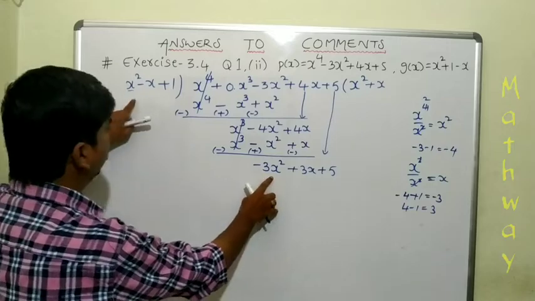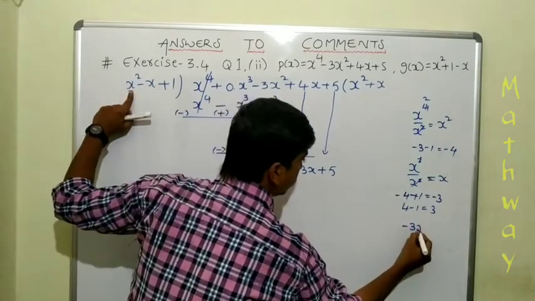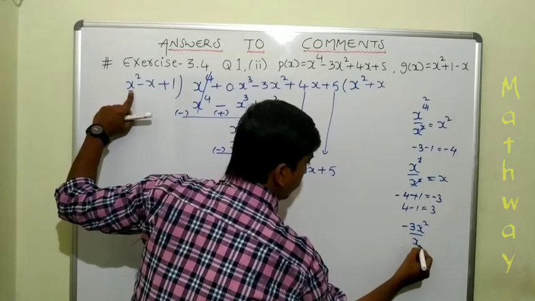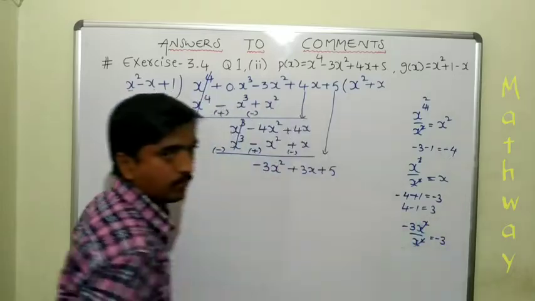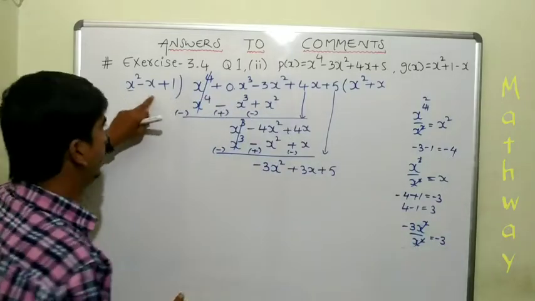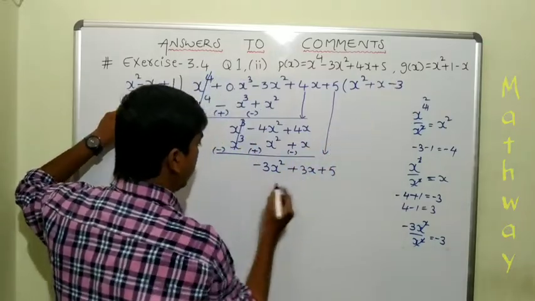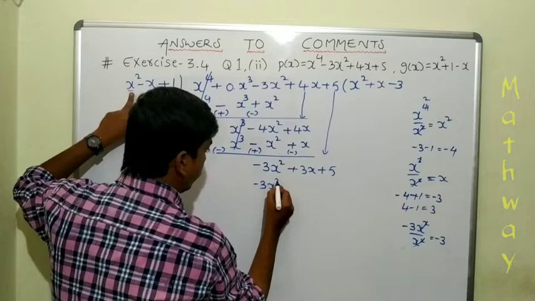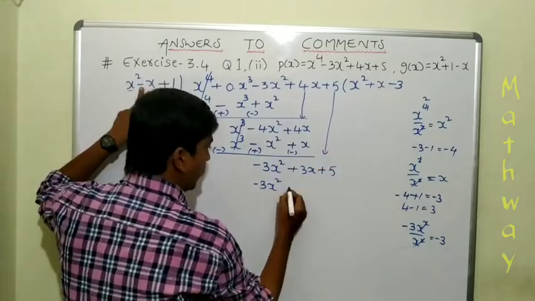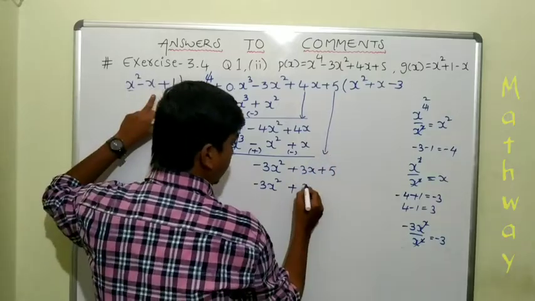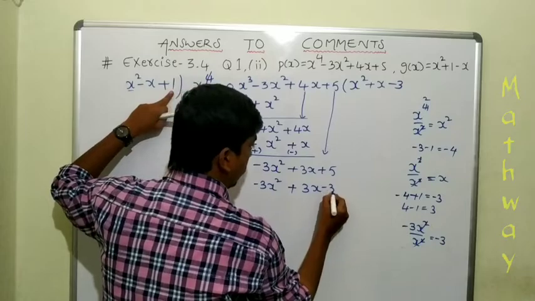Again, now divide the first term by x square. So minus 3x square by x square, x square will get cancelled. Then minus 3 is left. So multiply this term with minus 3. Take here minus 3. So x square into minus 3 is minus 3x square. Then minus x into minus 3: minus into minus is plus, x into 3, 3x. And 1 into minus 3, that is minus 3.